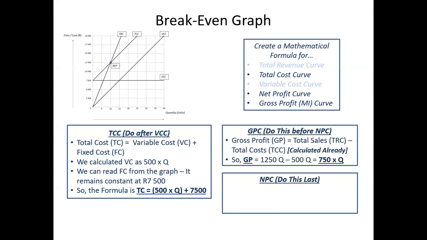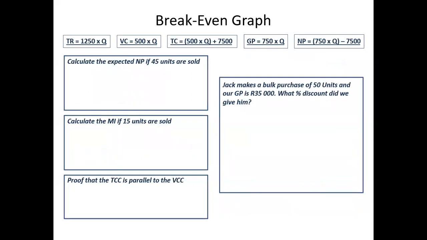Last one is our net profit curve. The net profit is equal to the gross profit that we just calculated minus the fixed cost that we already know. And so we can put that in a formula like that, saying net profit is equal to 750 times Q, the quantity, minus 7,500. Now we have all the mathematical formulas that we need and that we were asked to do.